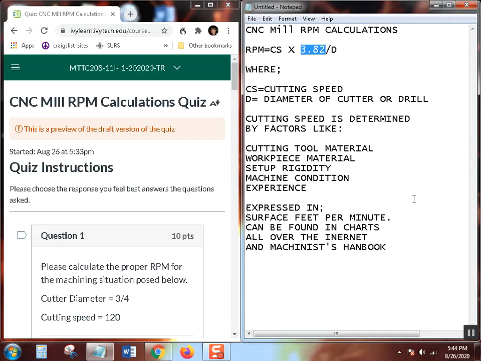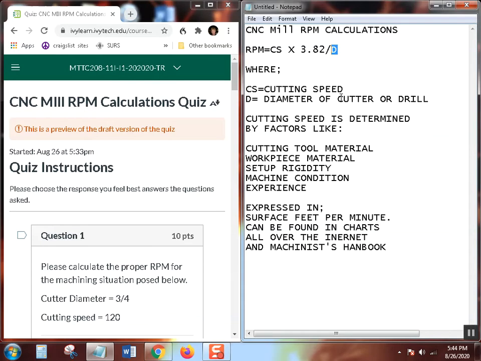Some places will round it up to 4. Don't do that, because I'll be looking for you to be using this formula. So that's a constant. It's always going to be the same. Where did it come from? I think it's a derivation of pi, but I'm not sure. I don't care.